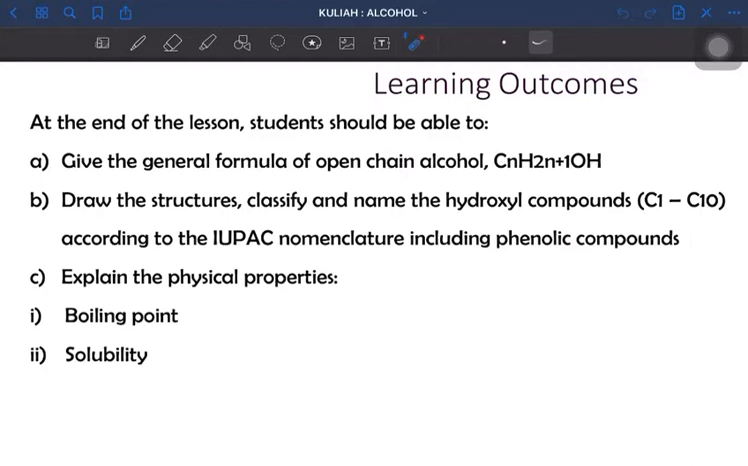And then the last one is we are going to explain the physical properties, which include the boiling point as well as the solubility of the alcohol. Alright, so without further ado, let's get started.